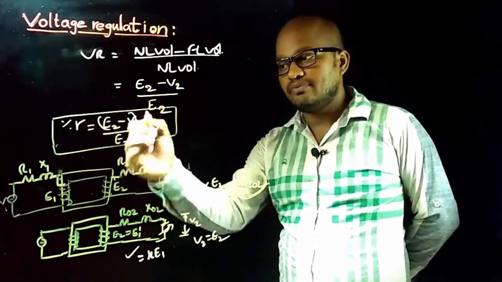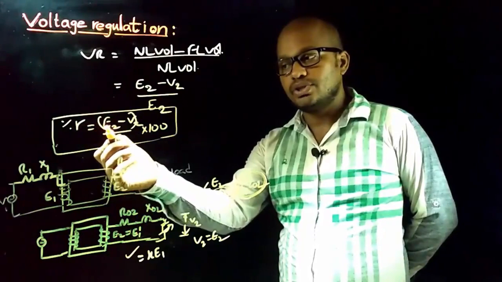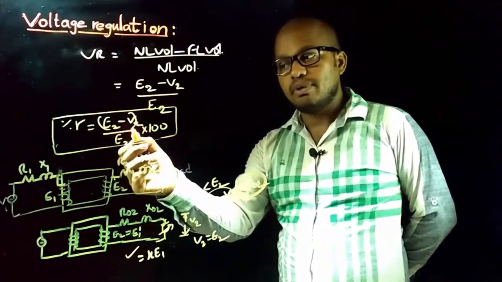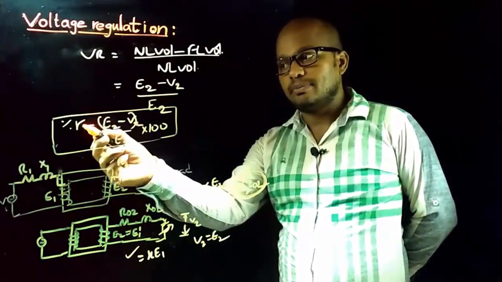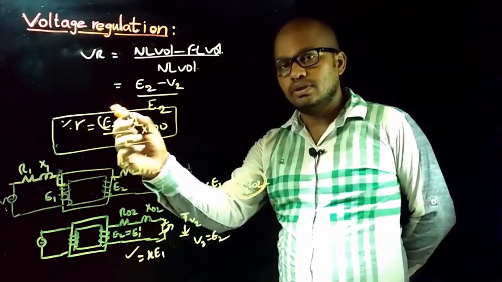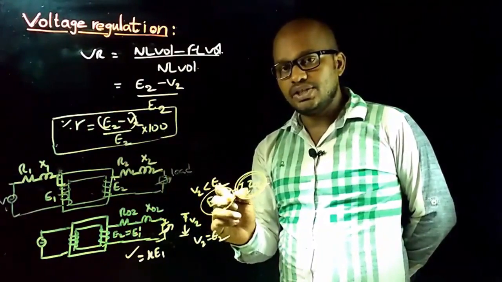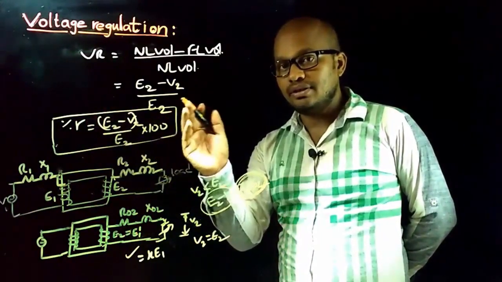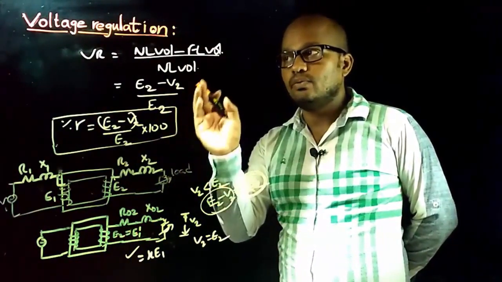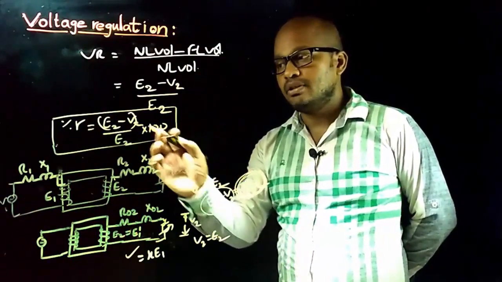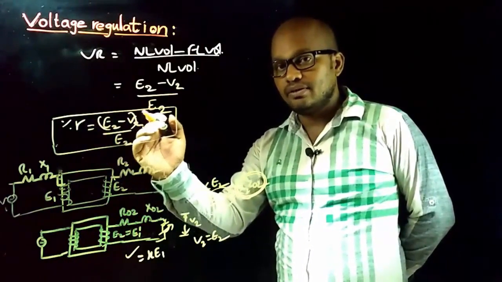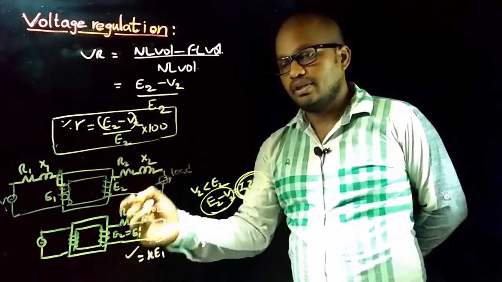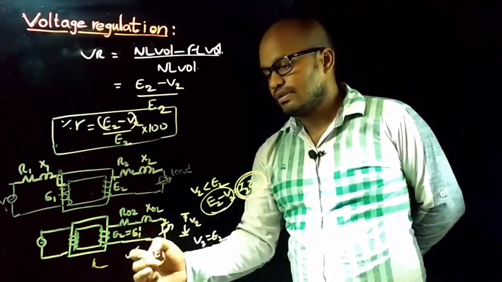If you observe this formula, percent regulation is equal to the ratio of no load voltage minus full load voltage by no load voltage. Percentage regulation is directly proportional to the change in voltage, and we require this change in voltage to be as minimum as possible. That implies we require percentage regulation to be as minimum as possible, and a good voltage regulation transformer means the percentage regulation value is very low.